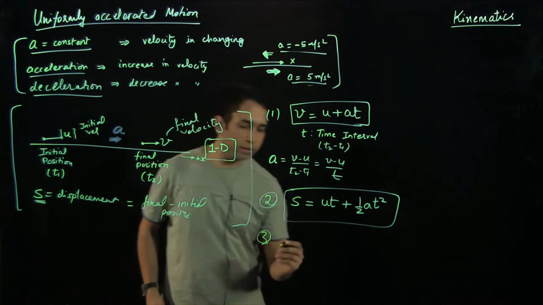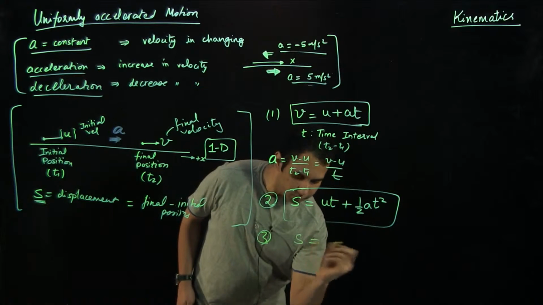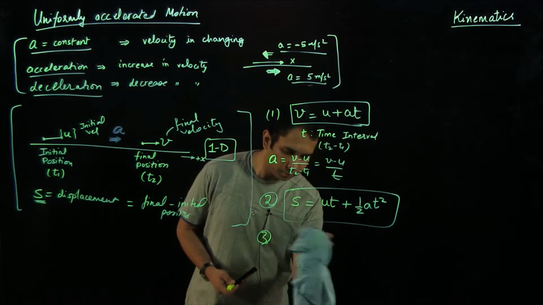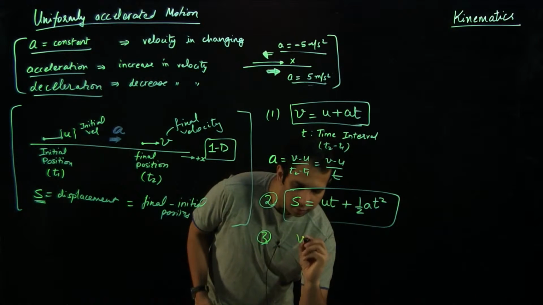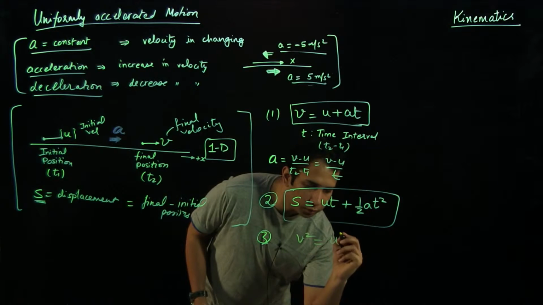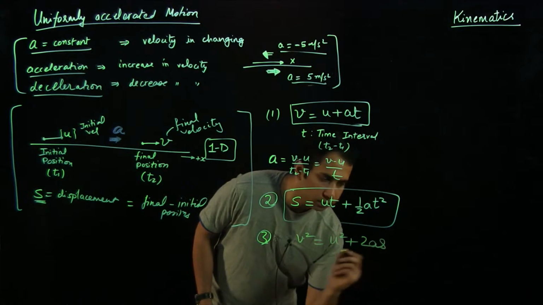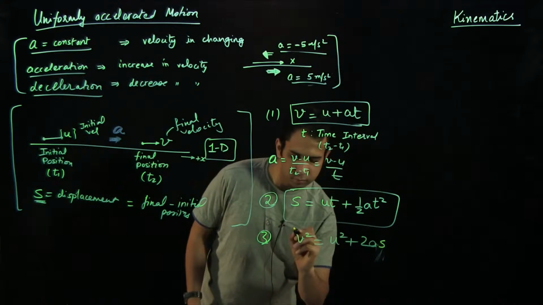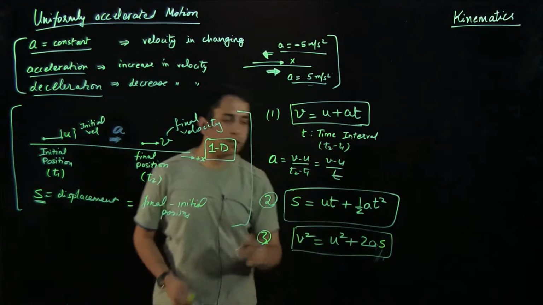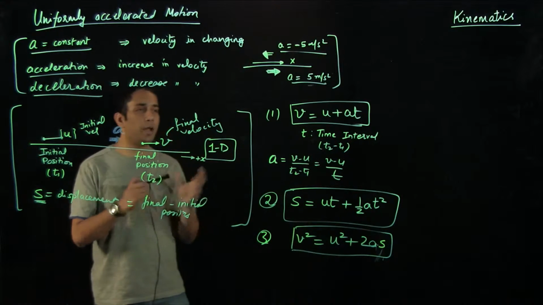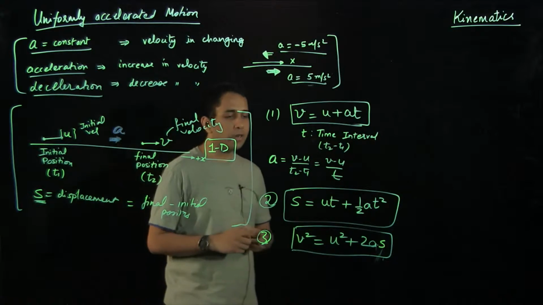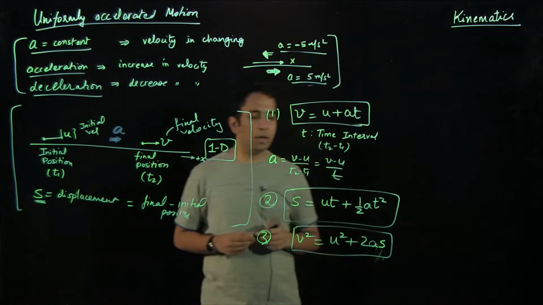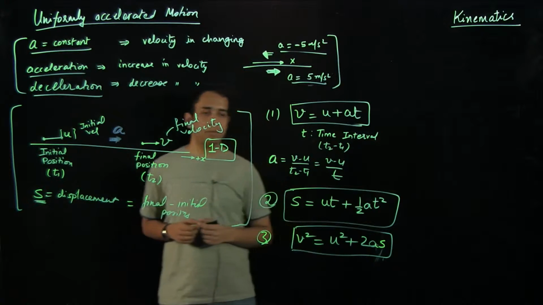The third equation is written as v square equal to u square plus 2as, or just to clarify, 2a into s. So third equation does not have the term of time interval or t. It directly relates the acceleration, the constant acceleration a, displacement, and initial and final velocities.